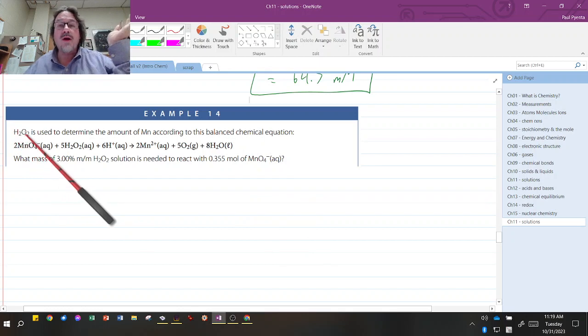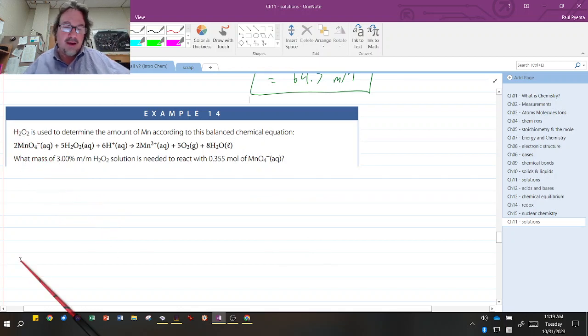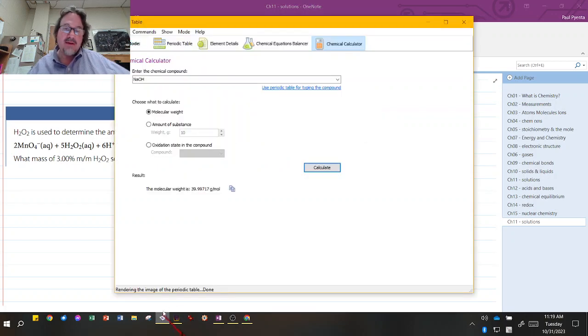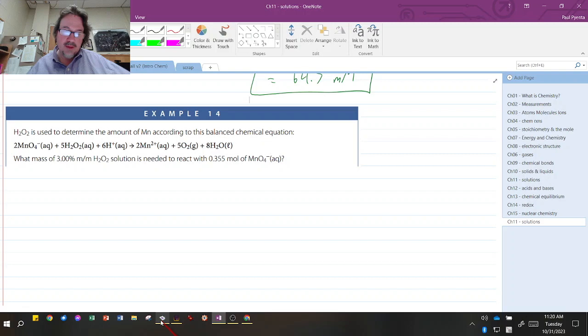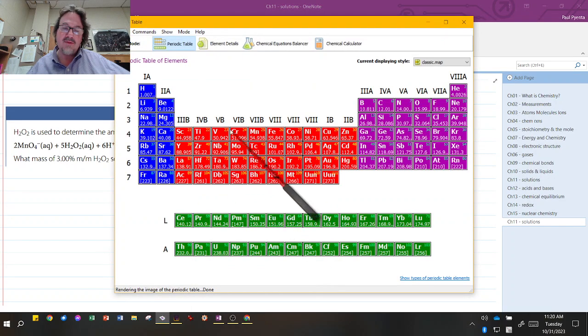H2O2, which is hydrogen peroxide. You can pour it on wounds, it bubbles up, kills things, a good antibiotic like that. H2O2 is used to determine the amount of manganese. That is right there on the periodic table, number 25. Don't confuse manganese with magnesium, which is over here, Mg. They're talking about this one right here. Okay.